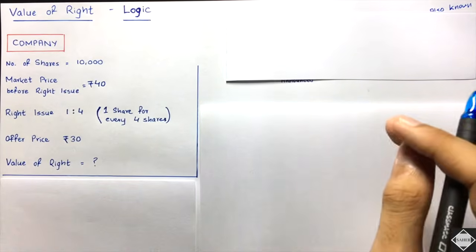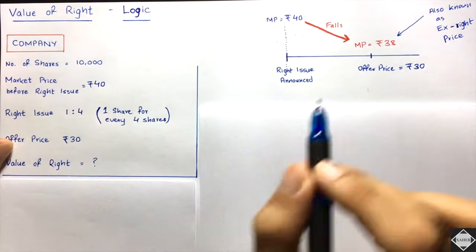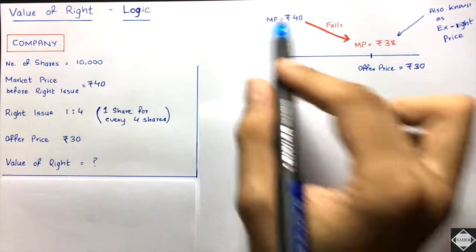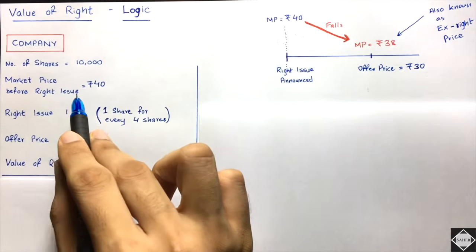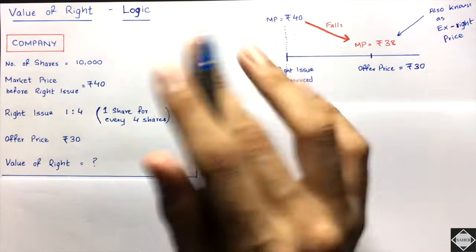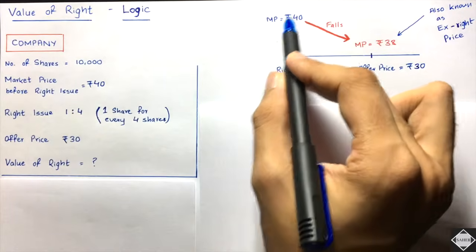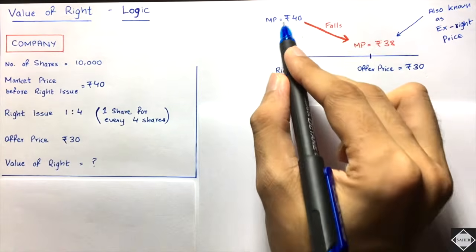Why? Understand properly. What will happen in the market is, see here, the right issue will be announced. At that date, let's just say the market price is rupees 40. So this 40 rupees is what? Cum right price. Market price before the right issue, isn't it? The right issue is not completed. In this rupees 40 there is a right element. It's cumulative of right, so it is cum right price.